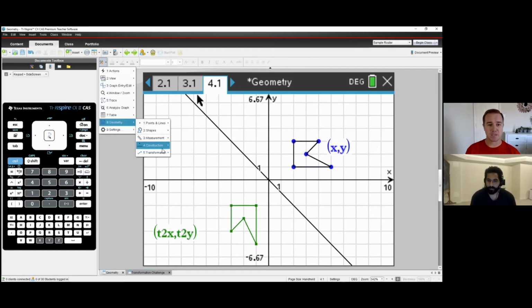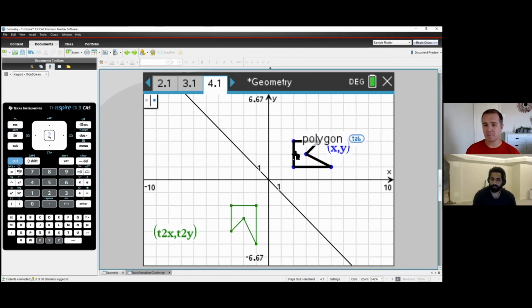All right. So here we go. We're going to take transformation. We're going to grab reflection. I'm going to take that polygon and I'm going to map it to a reflection across this line, y equals negative x. And sure enough, I end up with that polygon landing right on top of this set of points that you gave me for that one.